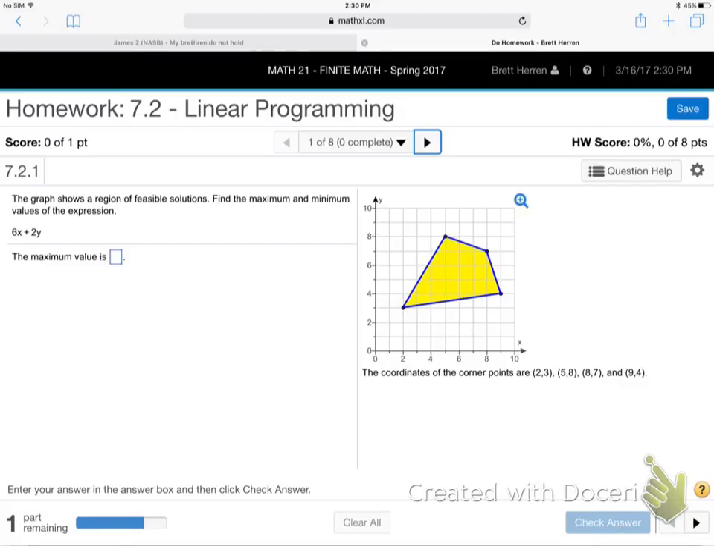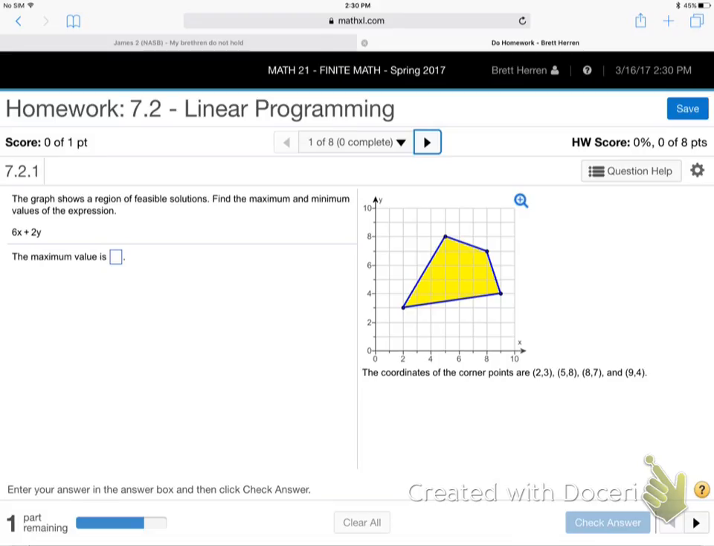All right. The graph, they're going to give you some nice pictures. The graph shows a region of feasible solutions. So suppose they've already done a bunch of graphing. They're kind of jumping you to the end now. They've already done a bunch of graphing, and this is the feasible region. This is the overlap of all the shadings, right? And they're saying find the max and the min values of the expression. This will be totally easy for you.